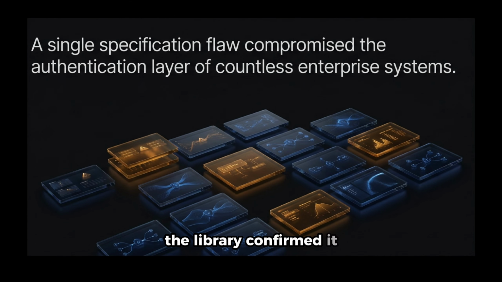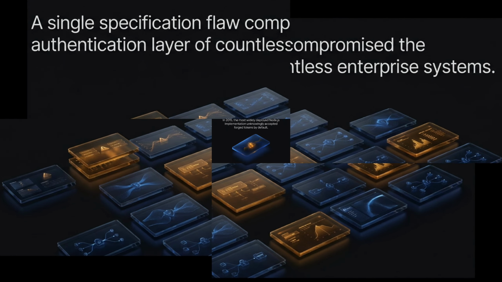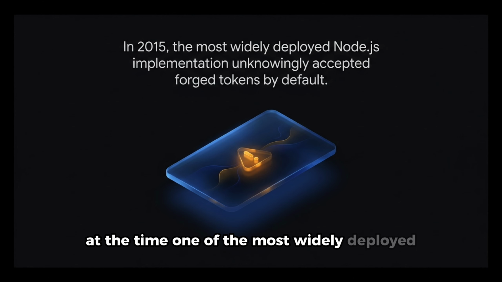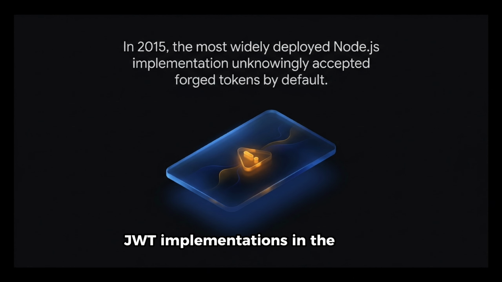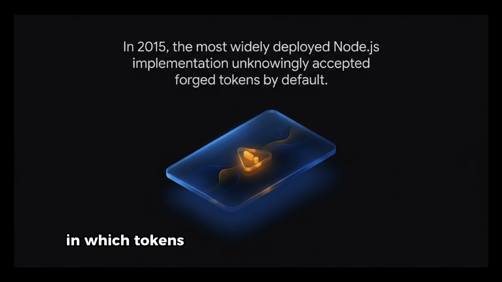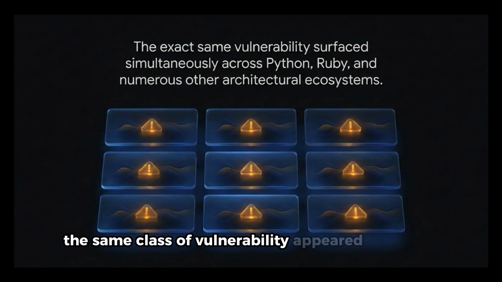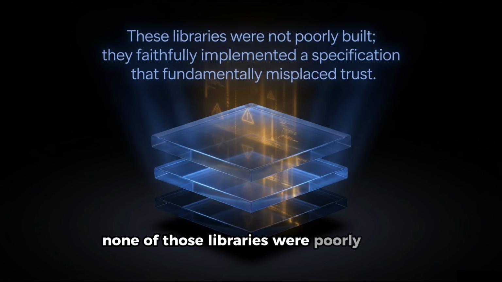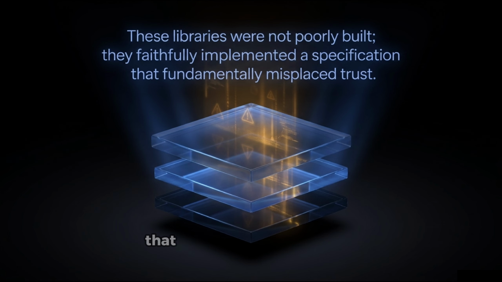The library confirmed it. This was not a theoretical concern. In 2015, Auth0 disclosed a vulnerability in the jsonwebtoken library, at the time one of the most widely deployed JWT implementations in the Node.js ecosystem, in which tokens presenting the algorithm as none were accepted by default. The same class of vulnerability appeared in Python JSON libraries, ruby-jwt, and at least 6 other libraries within the same period. None of those libraries were poorly built. They had implemented a specification that included an algorithm value that should never be trusted in a production authentication context.